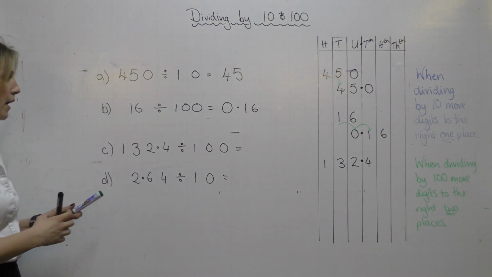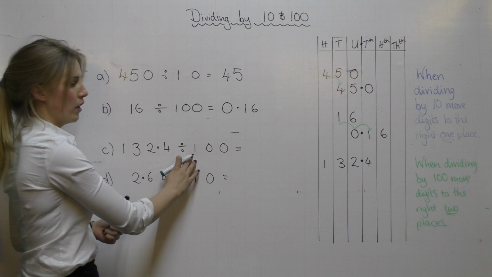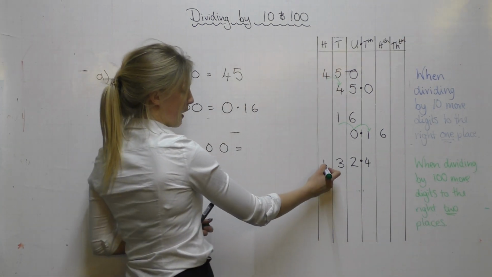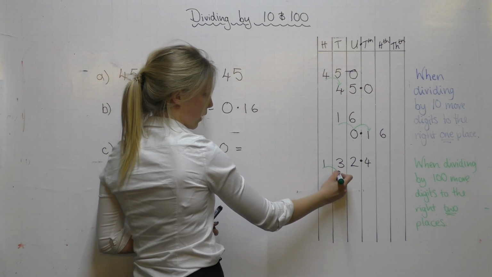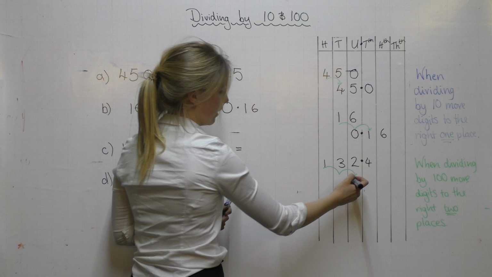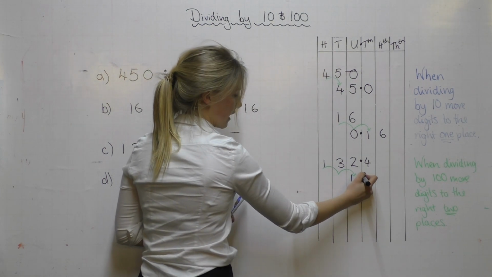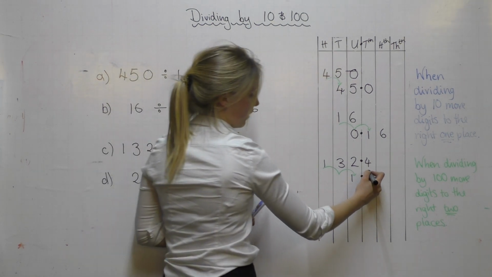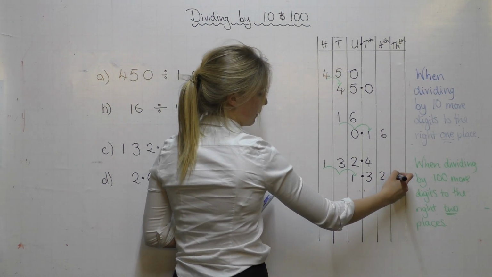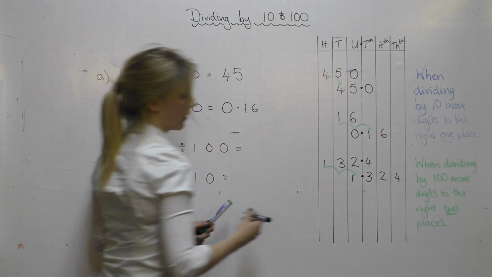Again, this time I'm dividing by 100, so I'm moving it 2 places to the right. Taking my far left digit, 1, 2, that means now I have 1 in my units column, my decimal point does not move, 3 in my tenths column, 2 in my hundredths column, and 4 in my thousandths column.